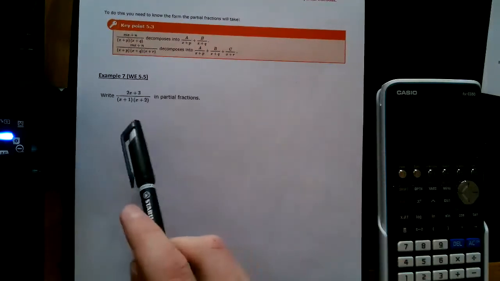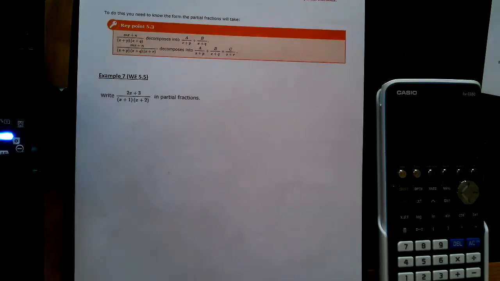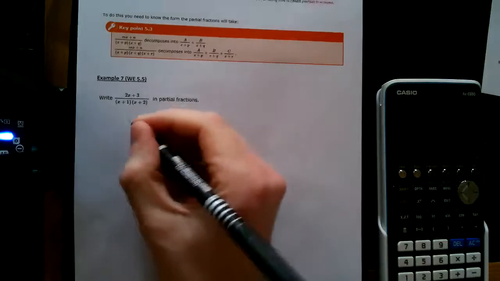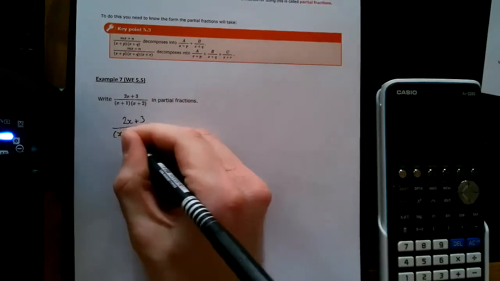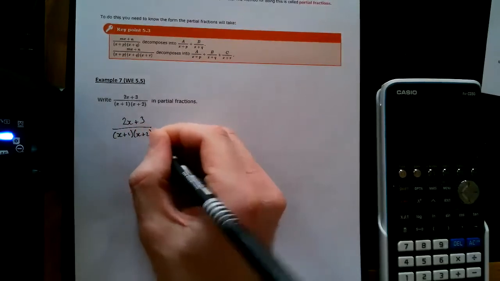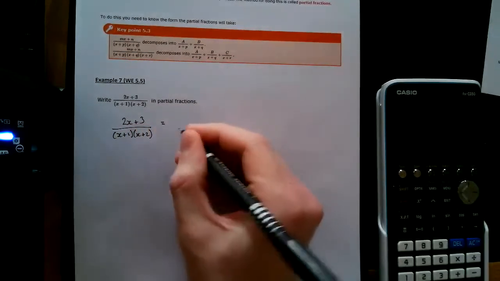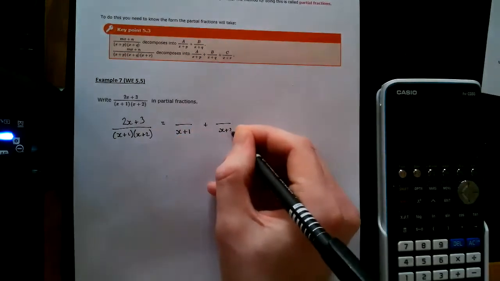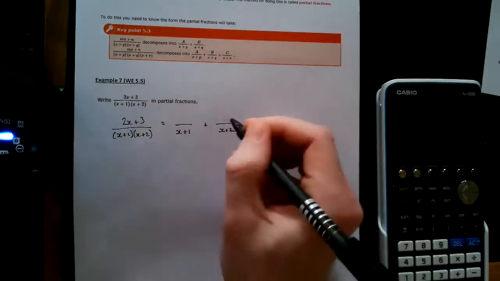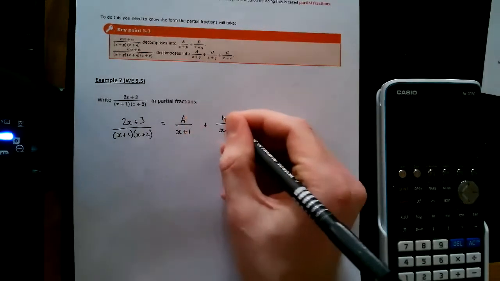So we've got (2x + 3) over (x + 1)(x + 2). So the trick to start is we say that this fraction can be written as something over (x + 1) and something over (x + 2). We don't know what these numbers are, so I'm just going to call them A and B.